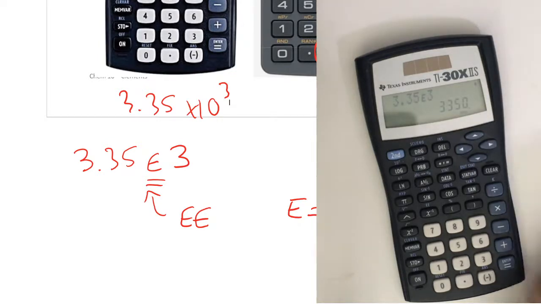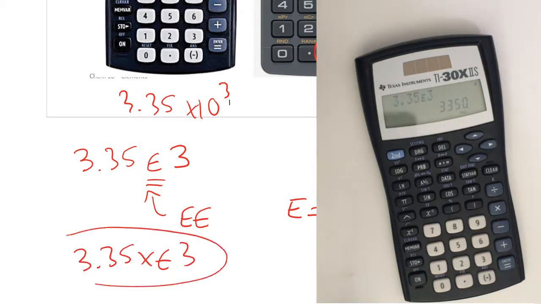What you also don't want to do is 3.35 times E3. This is not good. It will still give you the correct answer of 3,350, but it won't work when we're dividing numbers using scientific notation later.